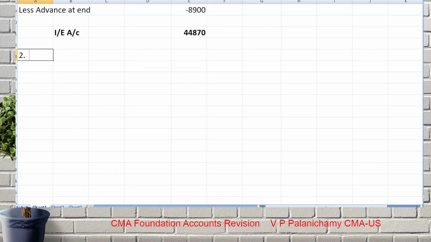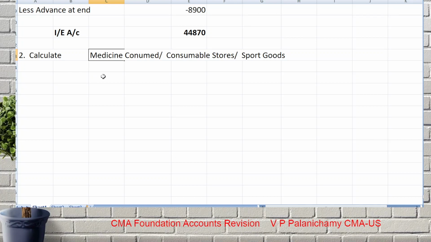The second type of question is where they will ask you to calculate medicine consumed, or for example consumable stores consumed, or sports goods consumed. They can give anything. Okay, so let us assume purchases are given. Payment to creditors is given, say 5 lakhs paid.